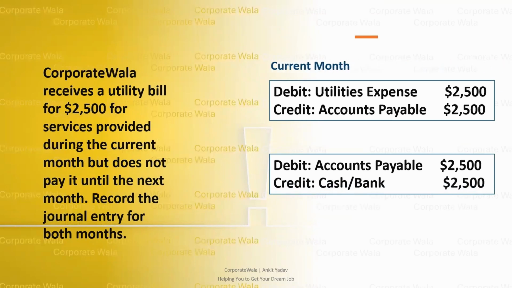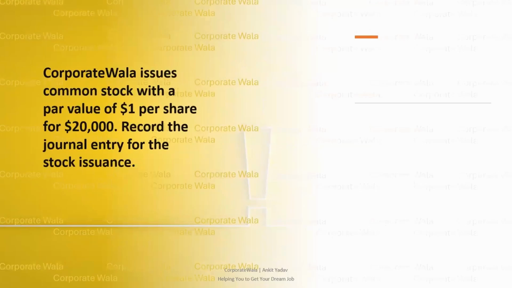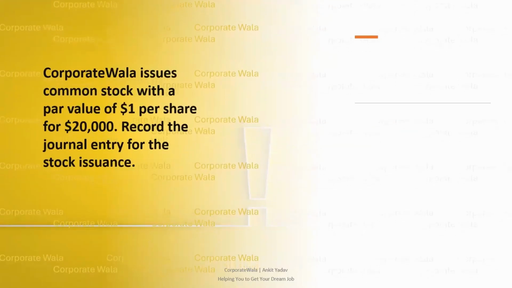So in the current month, we have created an accrual of 2,500 and in the next month, we are going to pay it off. Instead of accounts payable, if we have used any other outstanding expense or any similar current liability, that is fine as well.